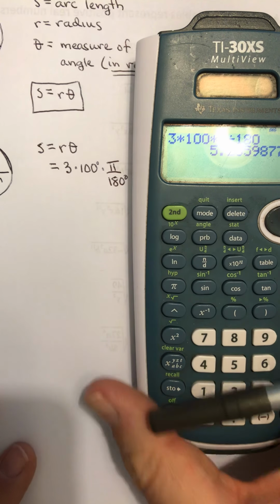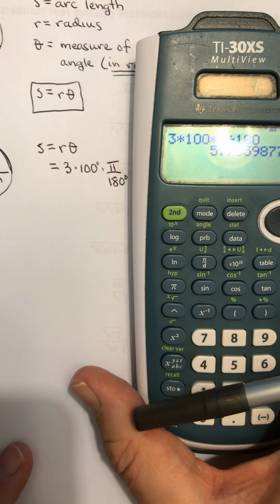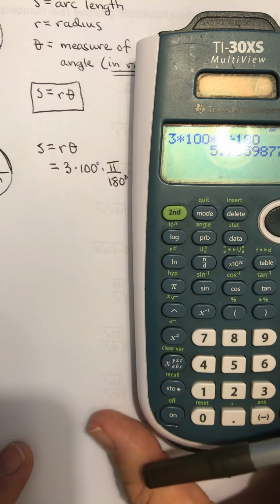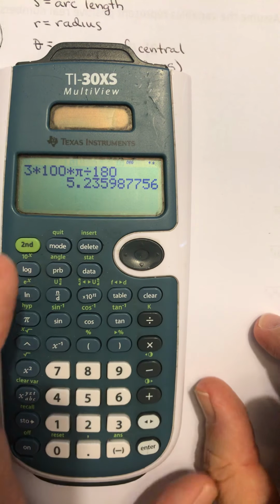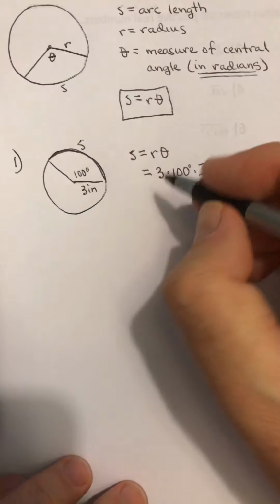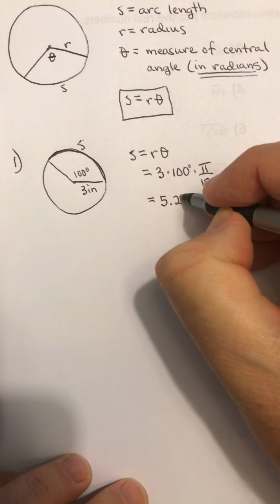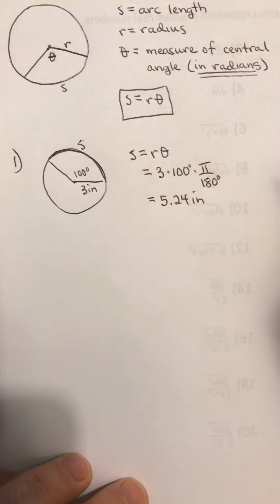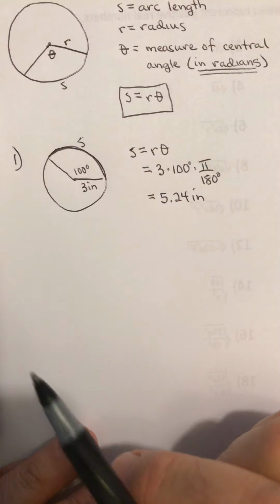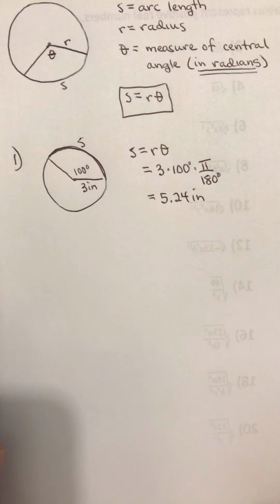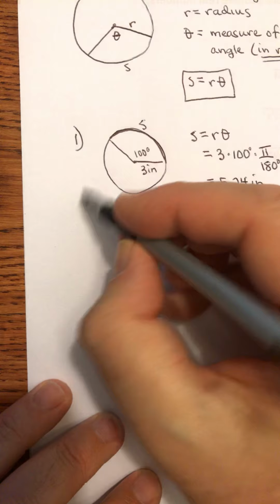And there we go. I want to round these to 2 decimal places, so it'd be 5.24. So the length of the arc is 5.24 inches because my radius was in inches. All right, so it's that simple. Number 2.